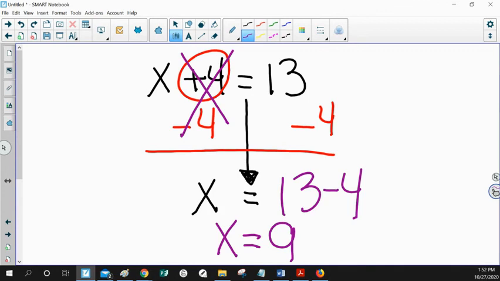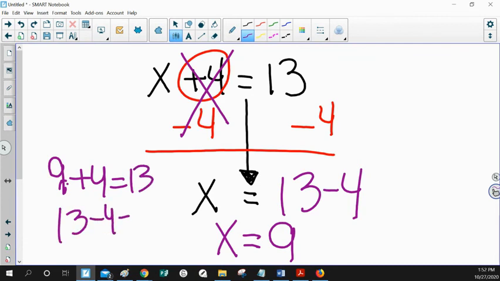And indeed, if I know my fact families, 9 plus 4 equals 13. 13 minus 4 equals 9. So my answer checks out. And that's how we take our knowledge of fact families to help solve for our variables in a simple one-step linear equation.